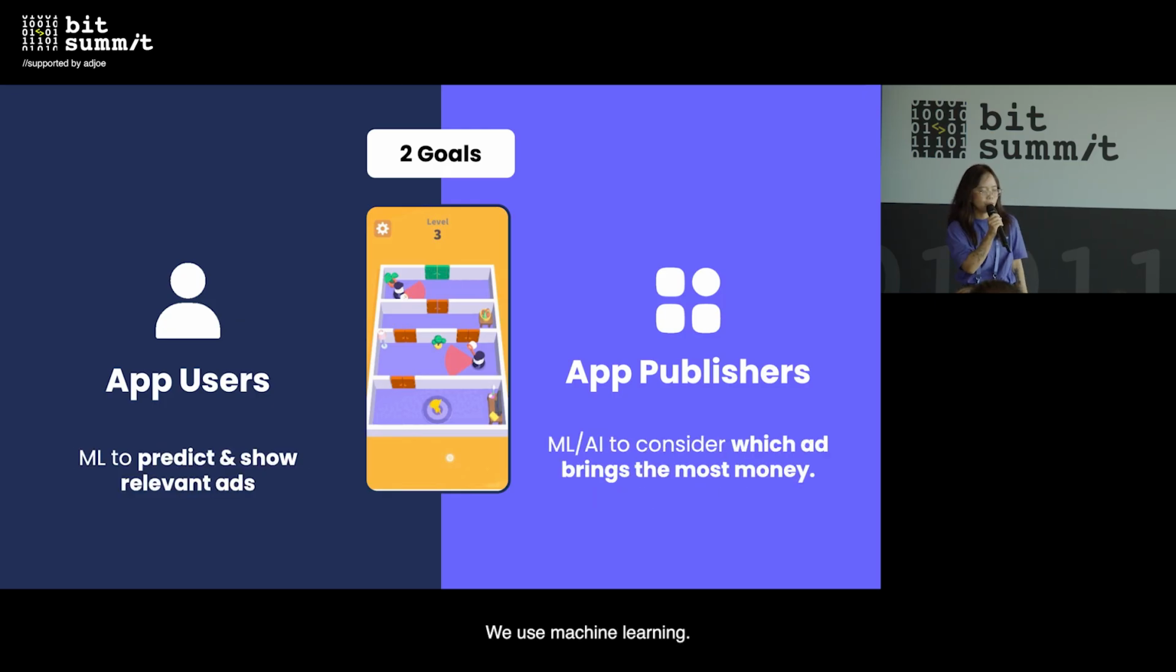So how do we do that? We use machine learning. We have different machine learning solutions that help us solve these 2 main goals. For the users, we use machine learning models to match with user interests and predict and show relevant ads to them. And for the app publishers, we have machine learning solutions that help them identify the right users, or high-value users, and then target the right apps for the user so that they get the most revenue from these apps.